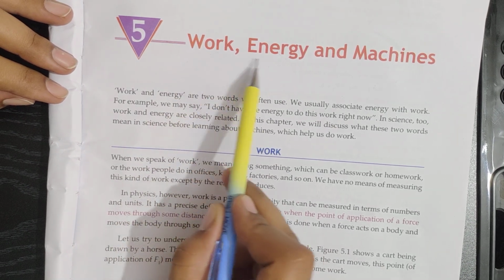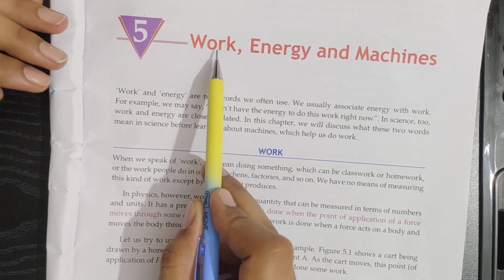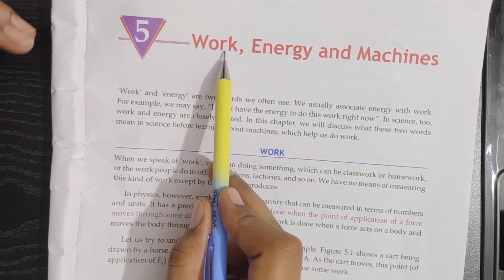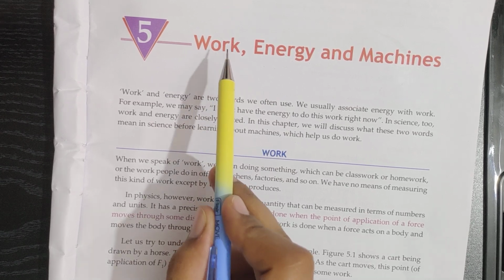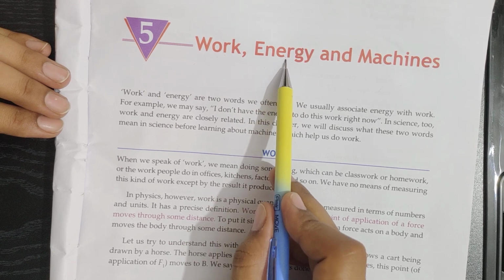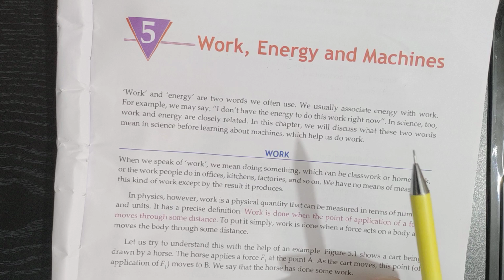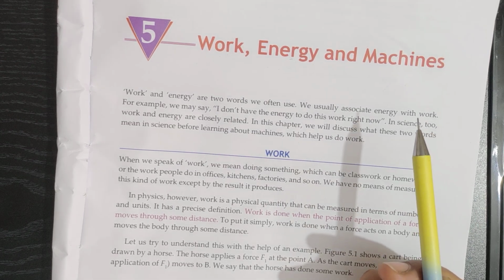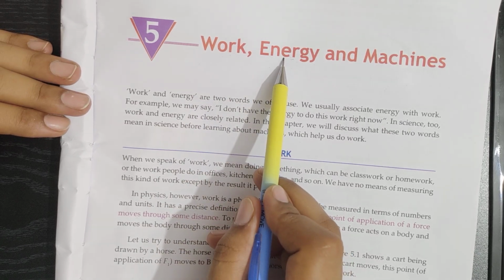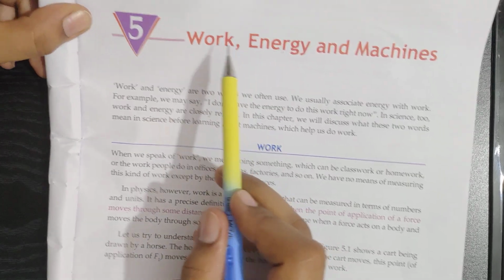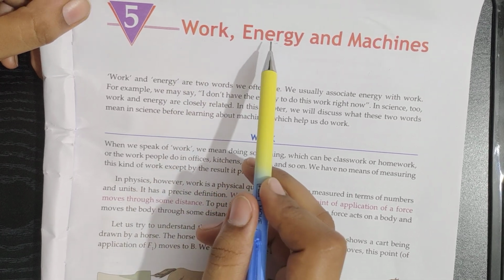These are two very common words which we are using in our everyday life also. We are doing different kinds of work, activities like homework, classwork, different things, and it is only possible if we have energy in our body. Sometimes we say, I don't have enough energy to do this work right now. So work is possible only if the person is having energy. Both things are interrelated in normal life, and in the case of science also.